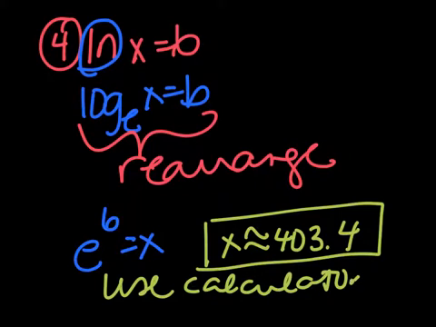So that part would be on a calculator. If I were to put this on a non-calculator part of the test, you would just leave e to the 6 as the answer. So it just depends on what kind of part or what kind of section you have on your test.